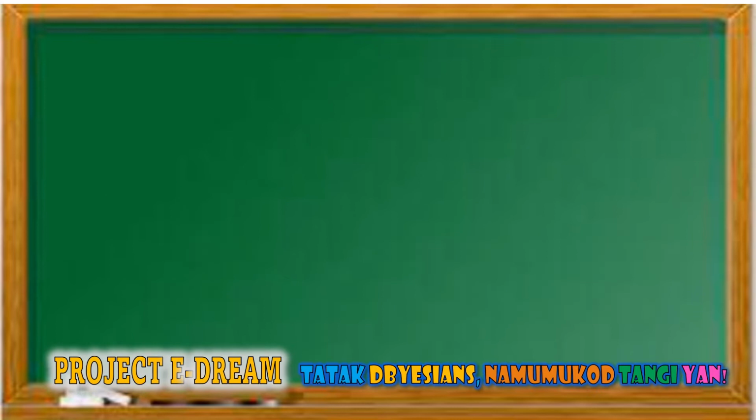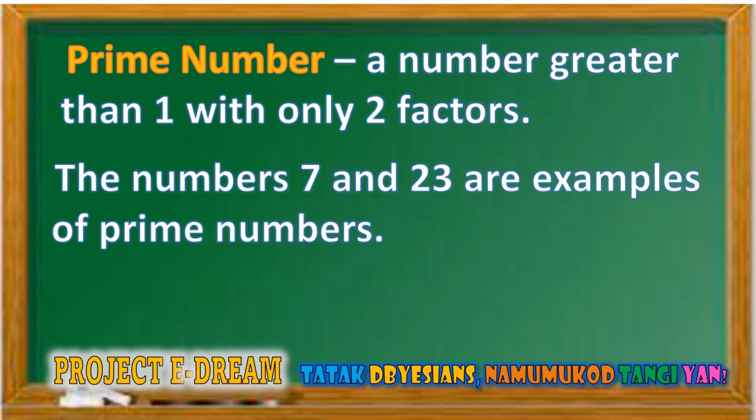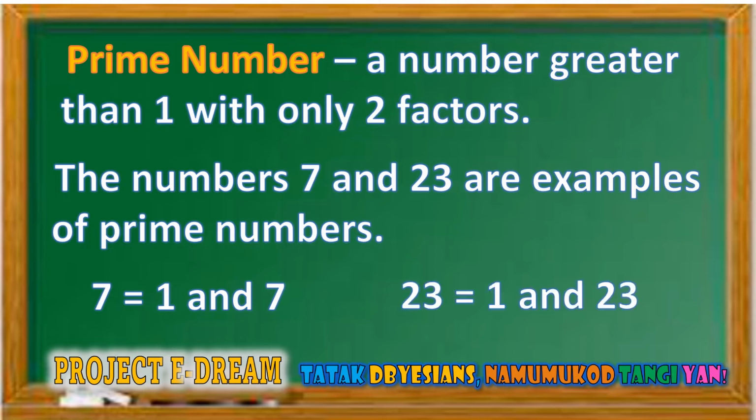Before we proceed to our lesson, let's have a short review about prime number and a composite number. So what is a prime number? Prime number, a number greater than 1 with only 2 factors. The numbers 7 and 23 are examples of prime numbers. 1 and 7 are the factors of 7, and 1 and 23 are factors of 23.